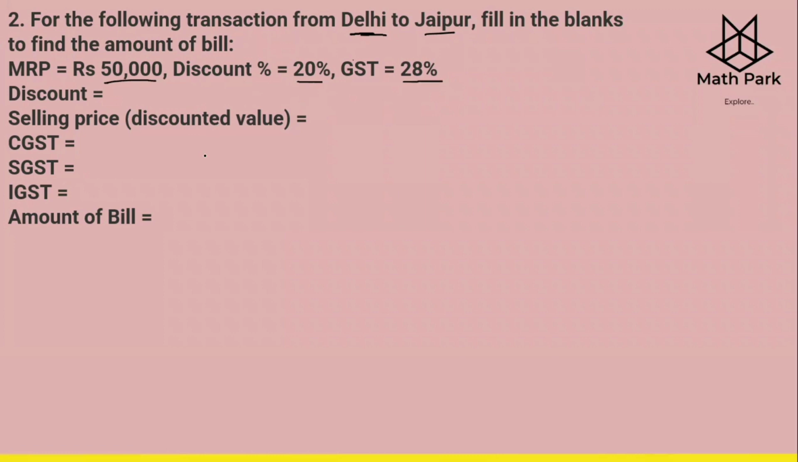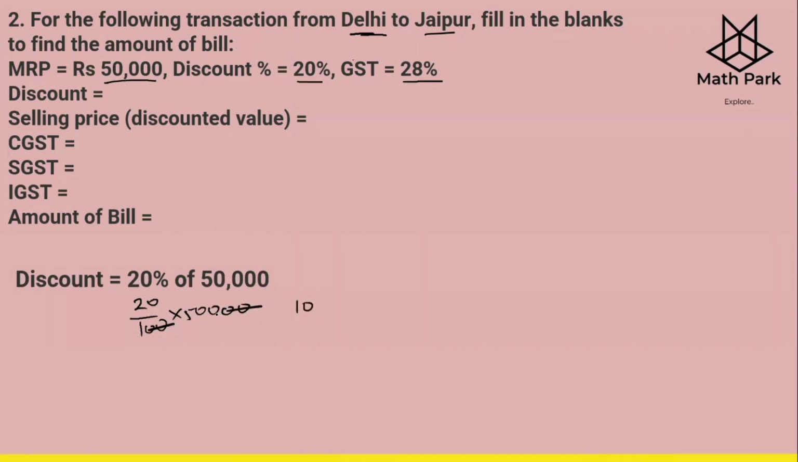Now let us find the discount. So discount is 20% of 50,000, which is 20 by 100 times 50,000. So which we get as 5 2s are 10, and 3 zeros. So 10,000 rupees is your discount. So your discount is rupees 10,000. Got it? 20% of 50,000.